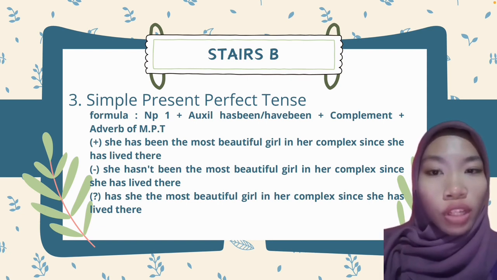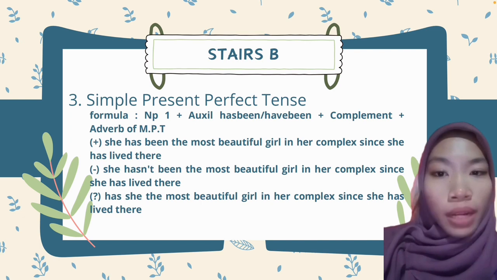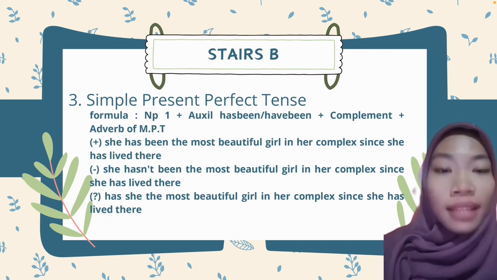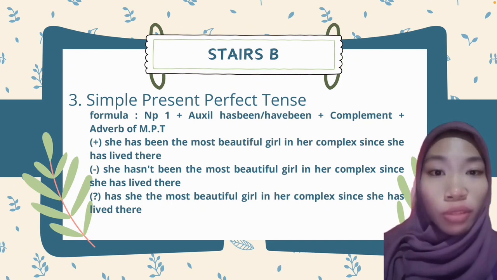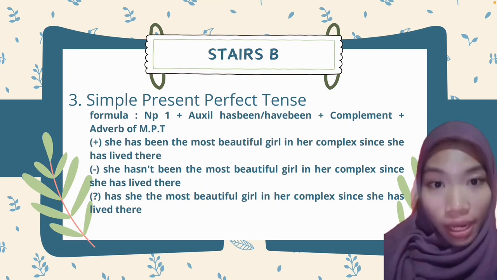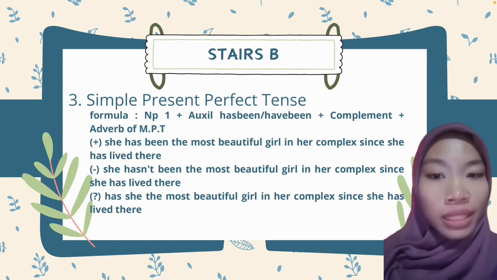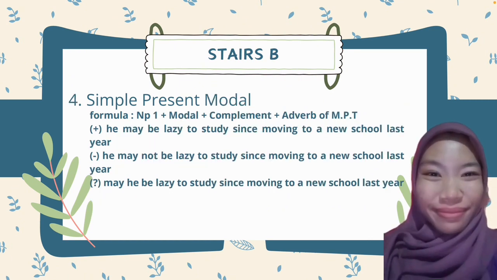Third is interrogative. Interrogative part of the question is transformed into copula initial like auxiliary, noun phrase 1, complement, adverb of manner, place, and time. The example is, has she the most beautiful girl in her complex since she has lived there? Has is auxiliary. She is noun phrase. The most beautiful girl in her complex is complement. Since is adverb of time.